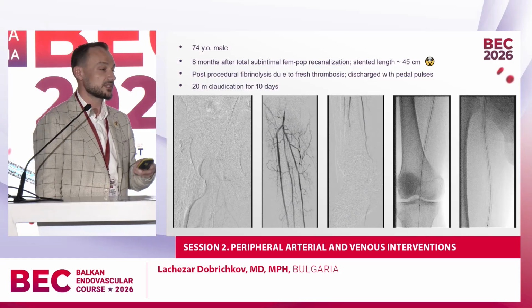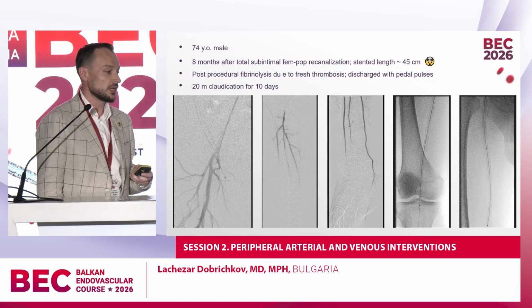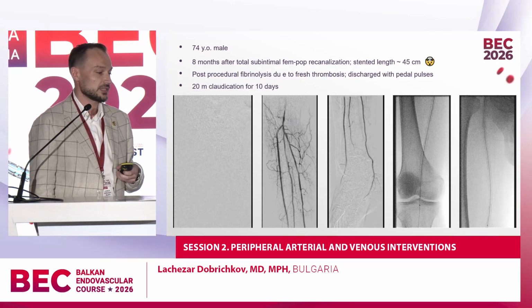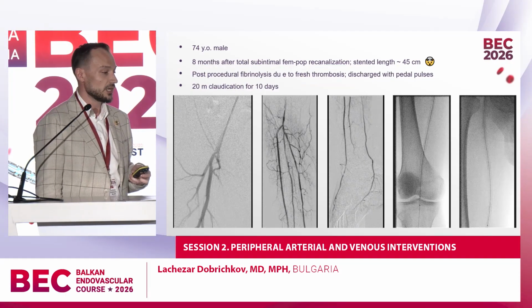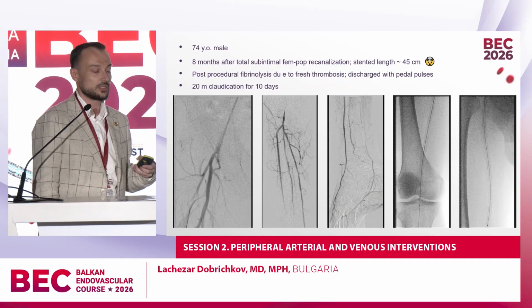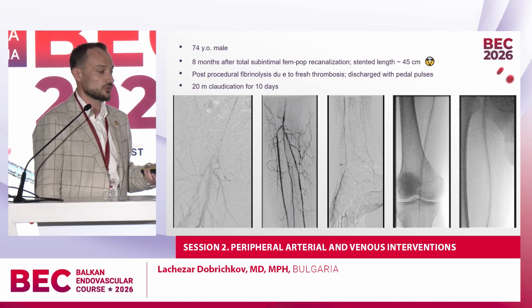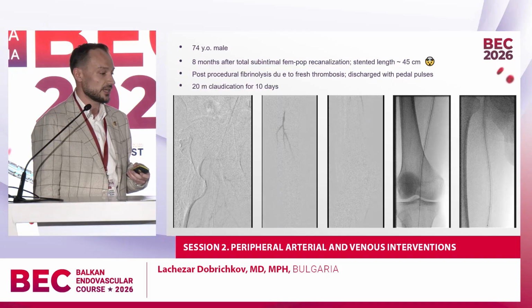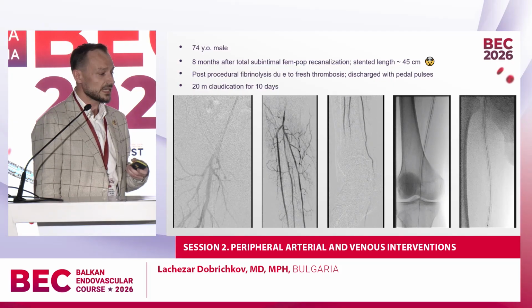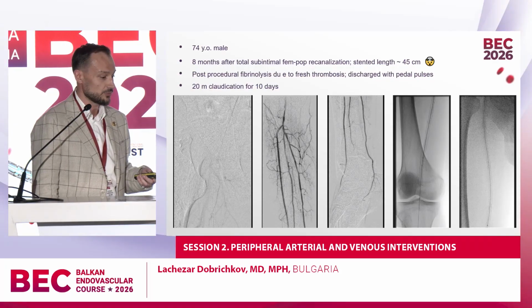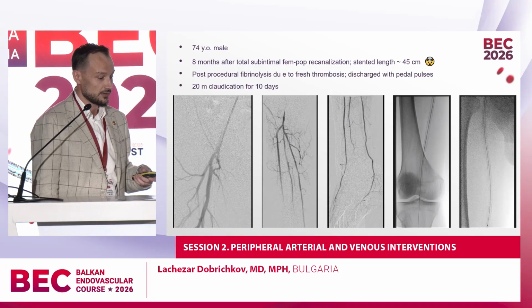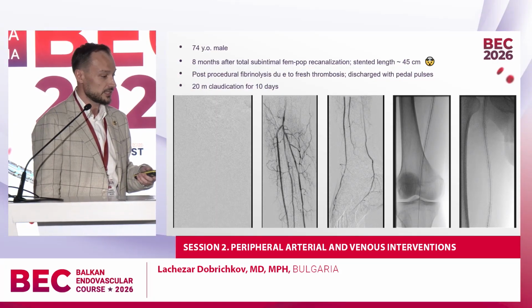Another case, a 74-year-old male. Eight months after the rethrombosis, he had a total subintimal femoropopliteal recanalization and stenting of the whole lesion. Right after the initial procedure, he had a rethrombosis, so he underwent catheter-directed fibrinolysis, and he was discharged with pedal pulses. Eight months later, he appeared with rethrombosis of the lesion, and we went for AngioJet this time.